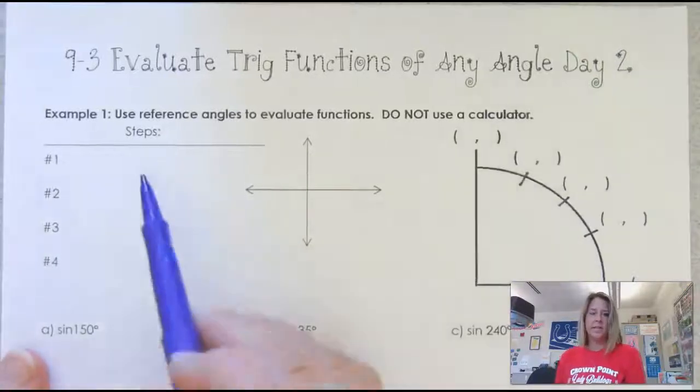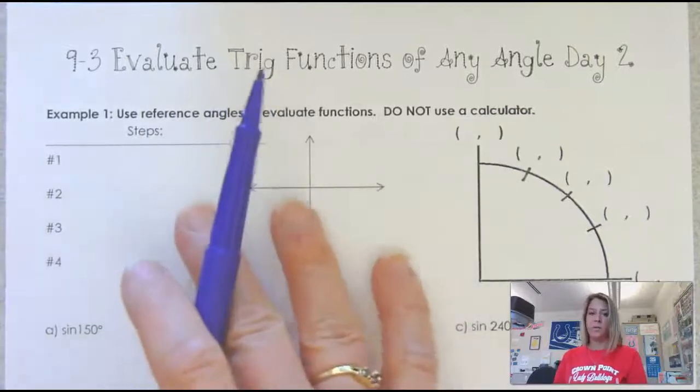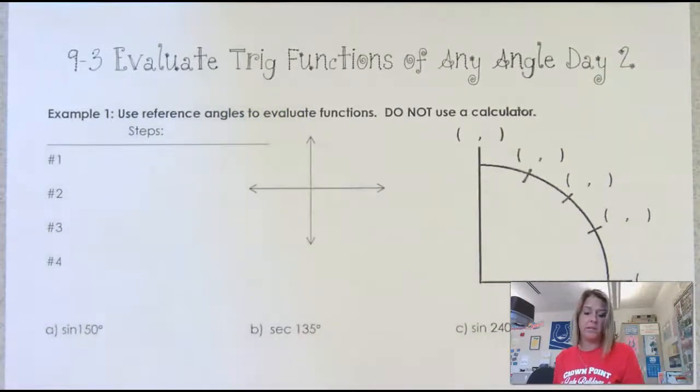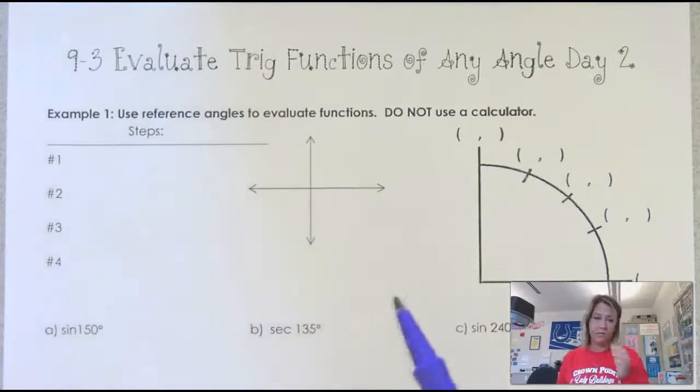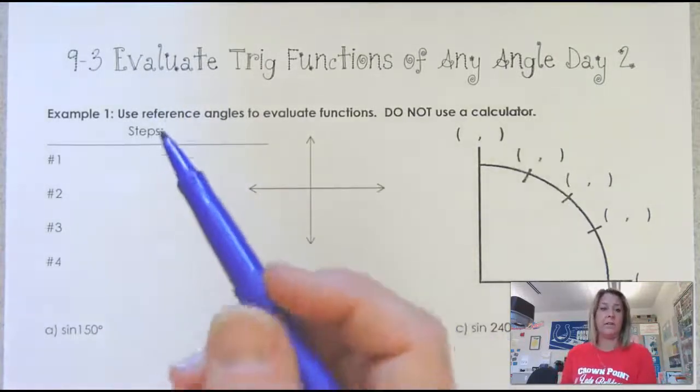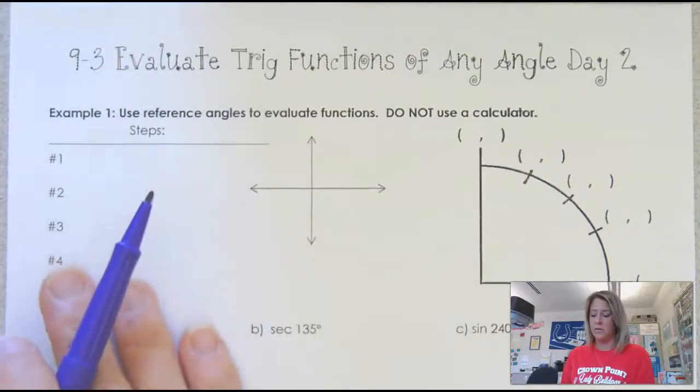All right, so we're going to continue on with section 9.3. There's a lot of information in here. So what we're going to do with this part of it today is evaluate trig functions of any angle. Again, evaluate is to solve and figure, get a number answer, figure out what it is. I'm going to fill in what these steps are. We're going to solve to do this.